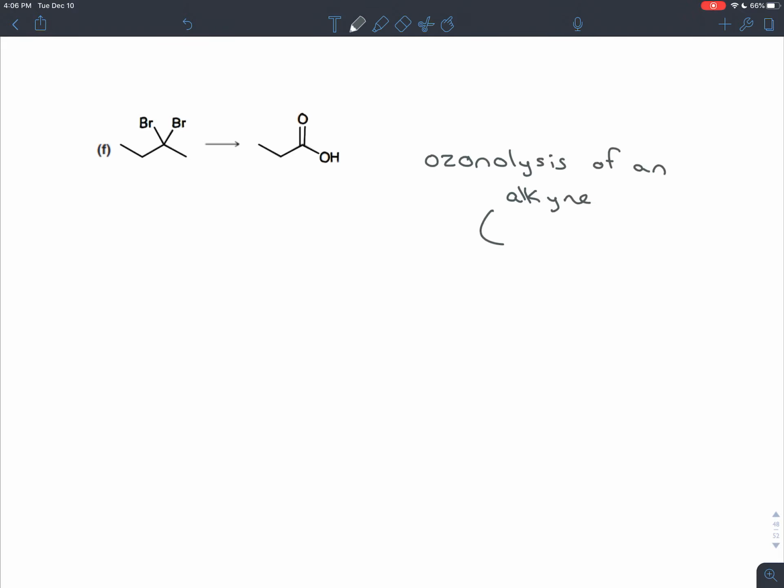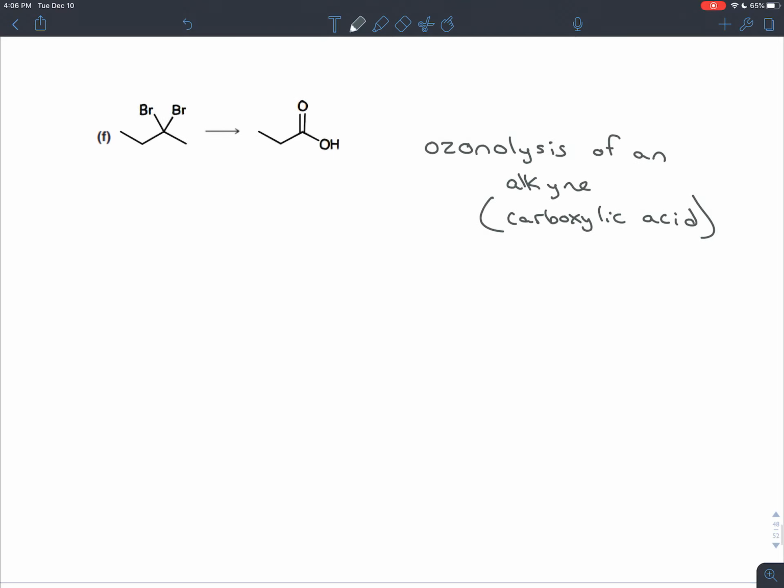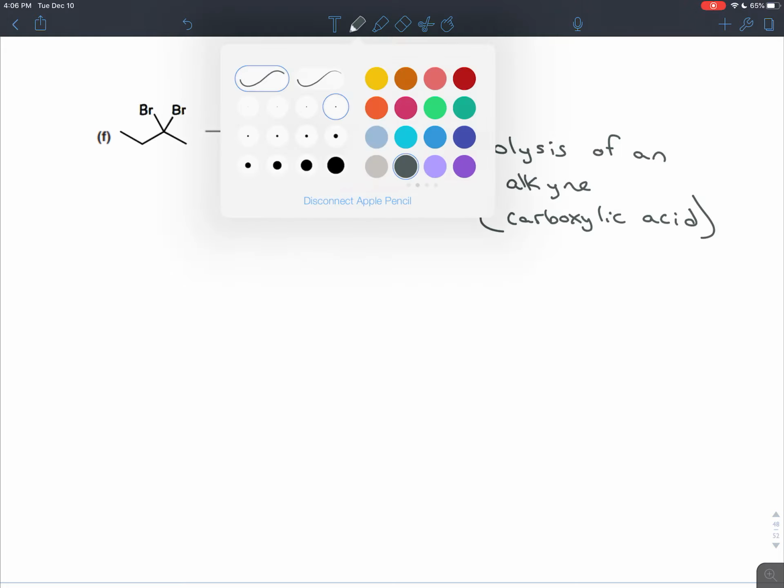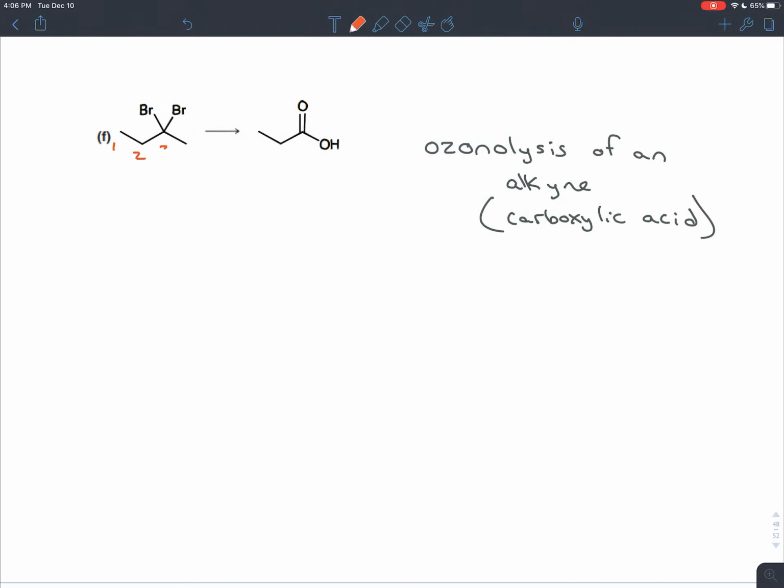So the giveaway for that was the carboxylic acid. So far in Organic Chemistry 1, the only way we've learned to make a carboxylic acid was through ozonolysis of an alkyne. Now when you do that, you lose another carbon off of the molecule. And that makes sense because in the beginning we had 4 carbons. At the end, we only have 3. That's another hint that you had to do ozonolysis.